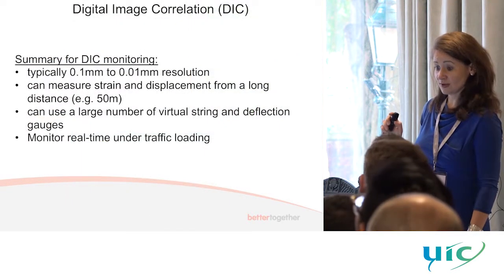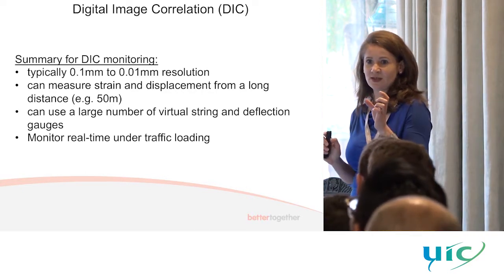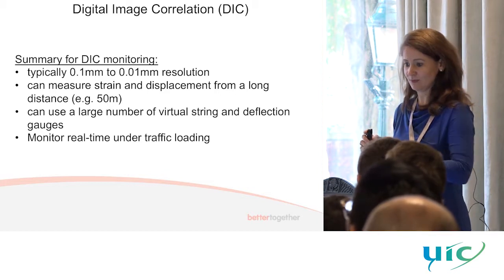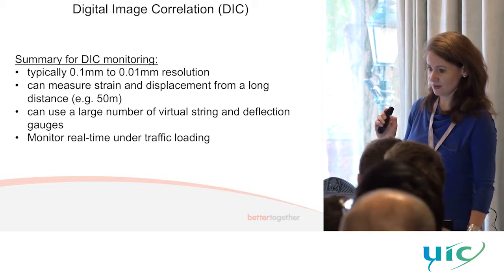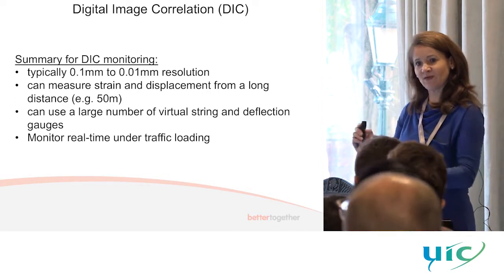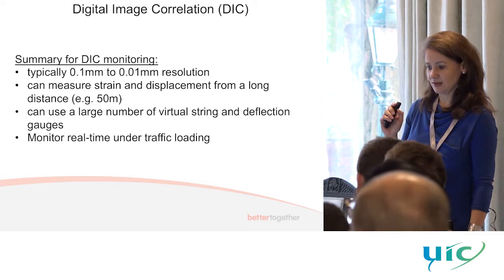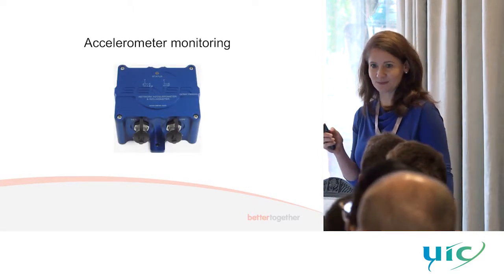So digital image correlation typically gives you a response with about 0.01 millimeter resolution. You can use it from about 50 meters, so that can be helpful. And you can use any number of strain gauges afterwards.